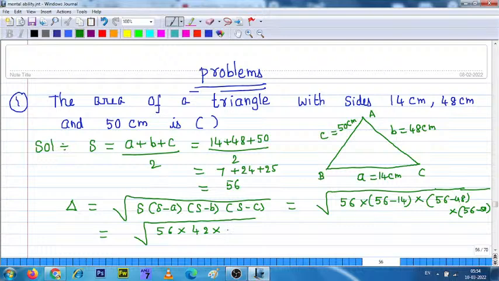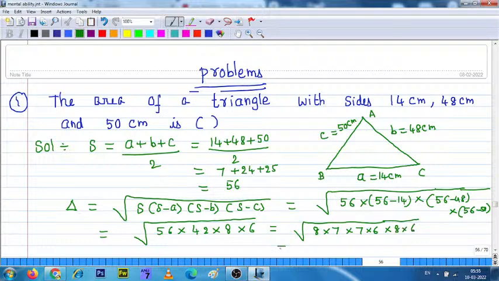56 minus 48, 8 into next 56 minus 50. 56 minus 50 is how much you will be getting? That is 6, right? So this can be written like this now. 56 means 8 sevens you can write. 42 you can write 7 into 6. This is 8 into 6.